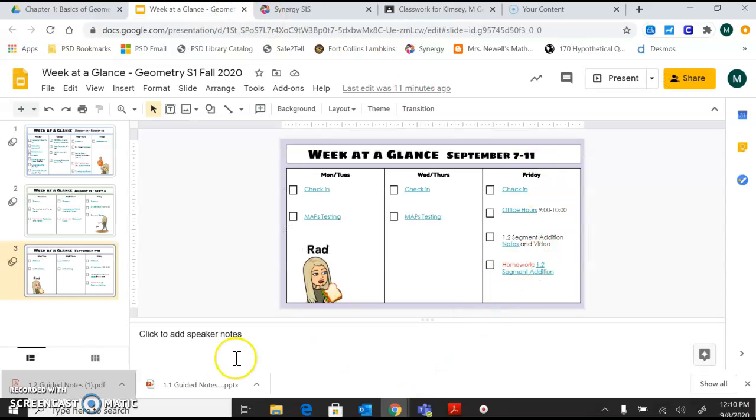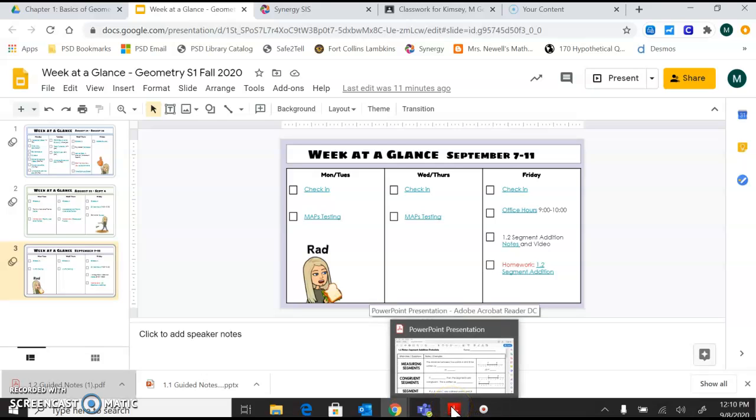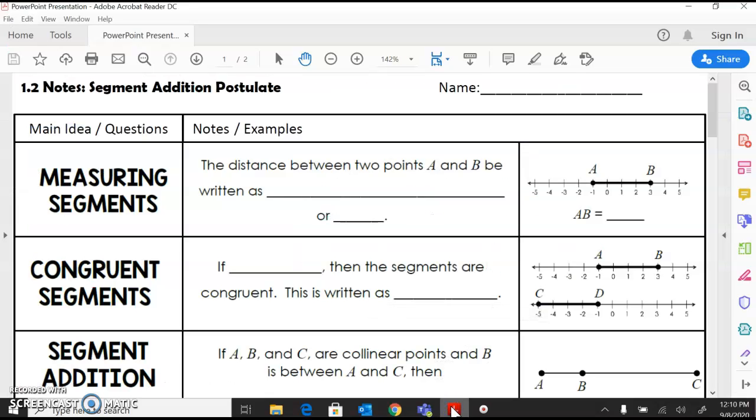I have already downloaded the guided notes, and we're just going to go through the notes together. If you need to stop this video, feel free, but I'm just going to go through this together with you guys. If you have not printed this out, make sure that you are writing this down in your math notebook. This should go directly after 1.1.